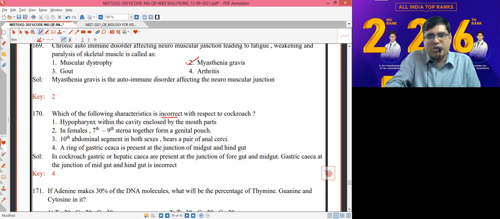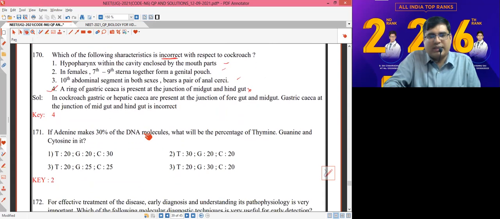It is quite a tricky question, and of course the option, like if we see, the fourth is considered to be the right one, because a ring of gastric caeca is present at the junction of the midgut and hindgut, right? And the rest, as per this particular point, they asked about the incorrect. So that is the incorrect one, and the rest three are absolutely correct statements. So here we go to the next.